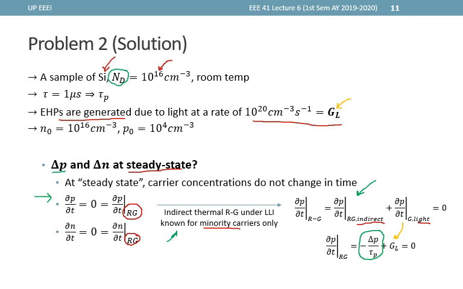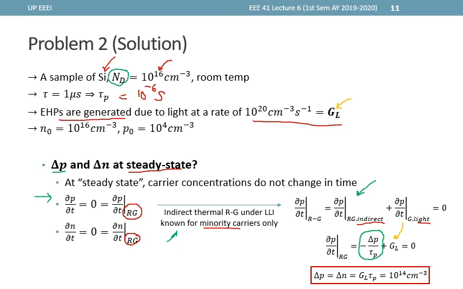Now, again, at steady state, their sum must be equal to 0. We know the value of GL and we know the value of tau P from the given, and therefore we can compute the value for delta P. So for this case, delta P is simply given by GL tau P, which is 10 raised to 20 times 1 times 10 raised to minus 6, because this is in microseconds. So GL tau P must be equal to 10 to the 14 per cubic centimeters.